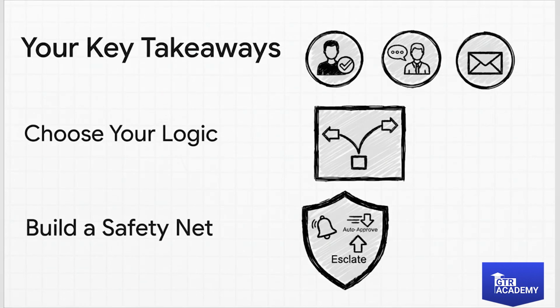So, to recap your blueprint, it's really 3 steps. First, define your team. Know exactly who your approvers, contributors, and CC roles are. Second, choose your logic. Use those participant types to let the system do the heavy lifting and find the right people automatically. And finally, build your safety net. Use reminders, auto-approvals, and escalations so that a process never, ever gets stuck.